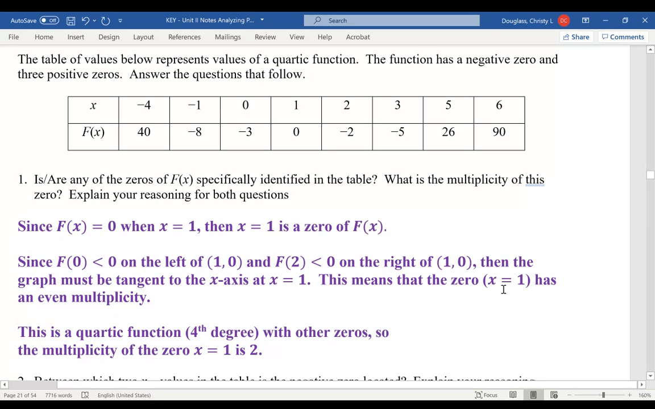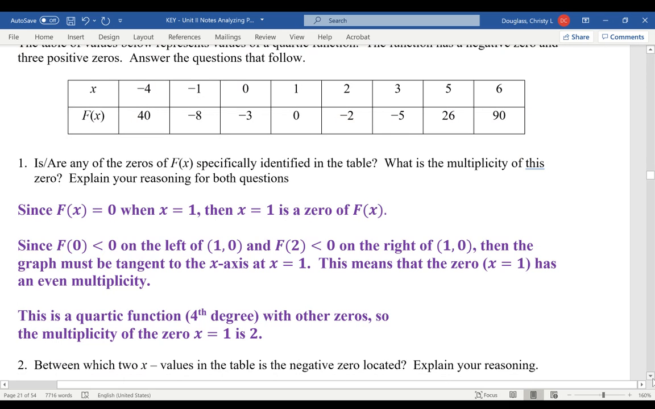This must mean that the 0, x equals 1, has an even multiplicity. This is a quartic function, 4th degree, with other zeros. So the multiplicity of the 0 is 2. In other words, it's not 4. Any even multiplicity would do this tangent bounce off the x-axis. So we have our 1, 0 with a multiplicity of 2. We're going to find other zeros.